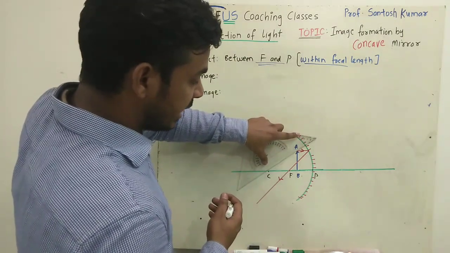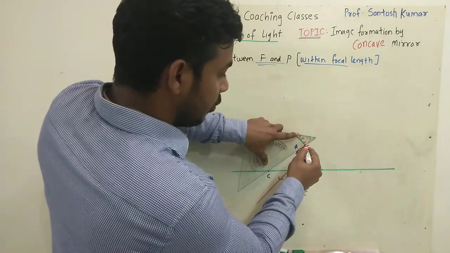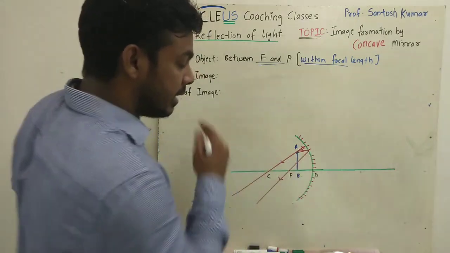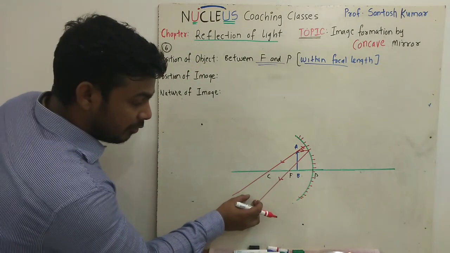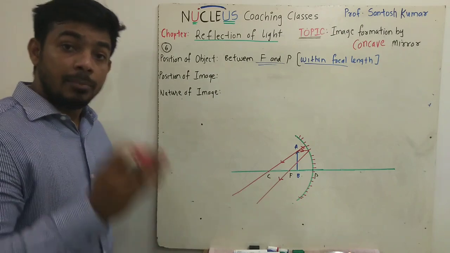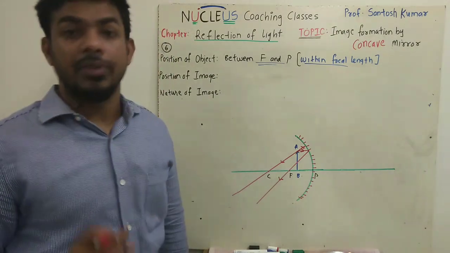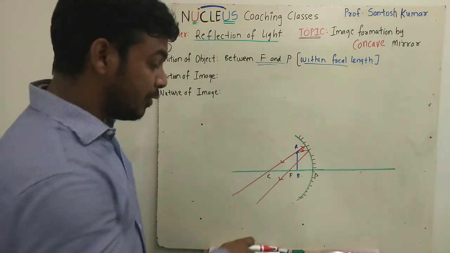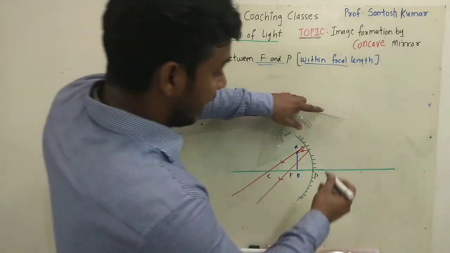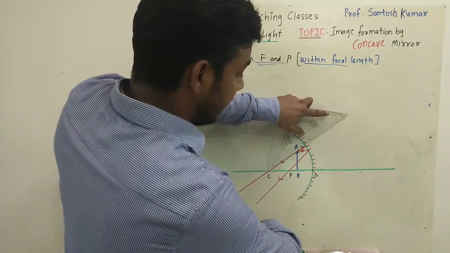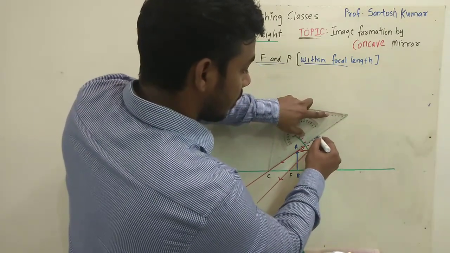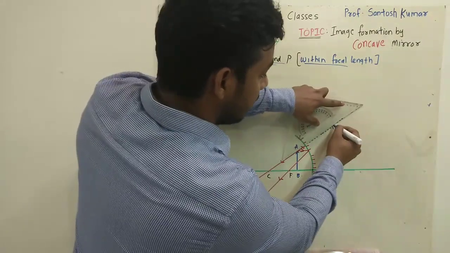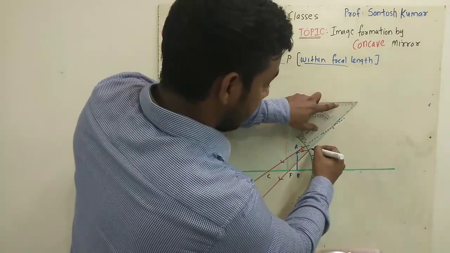Like in the previous case, I explained to you that the ray will come from here and it will pass through C. So this is the incident ray, this is the reflected ray. See here we have got divergent rays. Parallel rays can meet at infinity, but divergent rays will never meet anywhere. So what we have to do over here is to extend these rays, or take these rays backward.